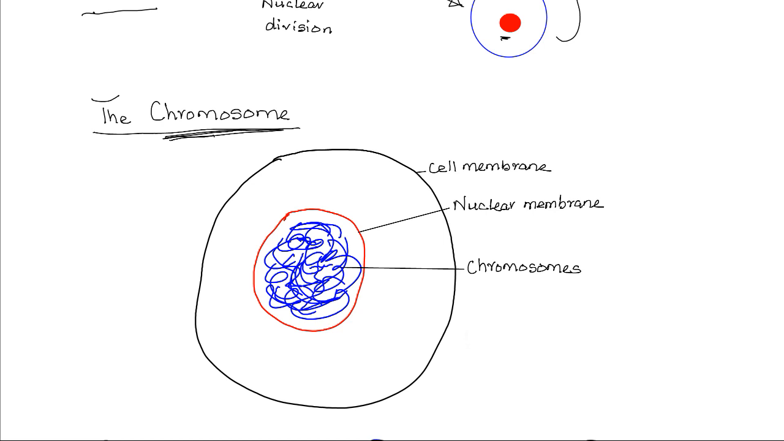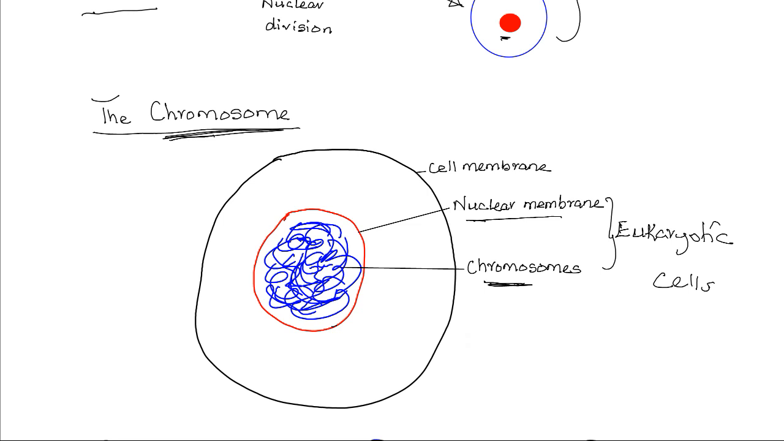Now, the chromosome is a long thread-like structure made up of long molecules of DNA. So these chromosomes are contained within the nucleus. In cells where the genetic material, that is the chromosomes, are contained within a nuclear membrane, such cells are said to be eukaryotic. Eukaryotic cells: cells in which the genetic materials are contained within a nuclear membrane.